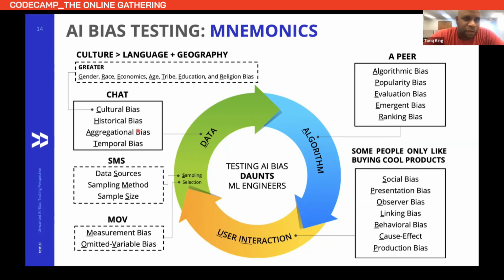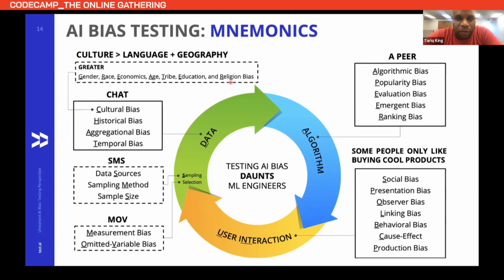Moving on from that, there's the idea of CHAT: cultural, historical, aggregational, and temporal bias. Even within cultural, there's quite a bit, so I broke that out into a formula that says culture is greater than language and geography. That's my creative way of saying your culture is more than the language you speak and where you come from. And this greater-than sign is actually part of the mnemonic: gender, race, economics, age, tribe, education, and religion bias.